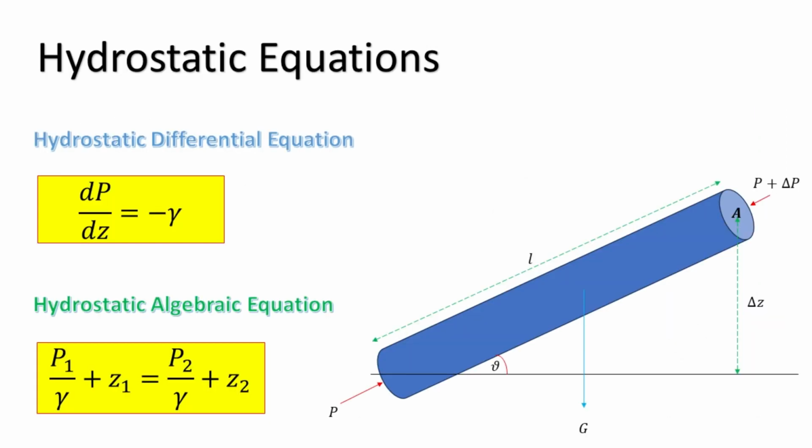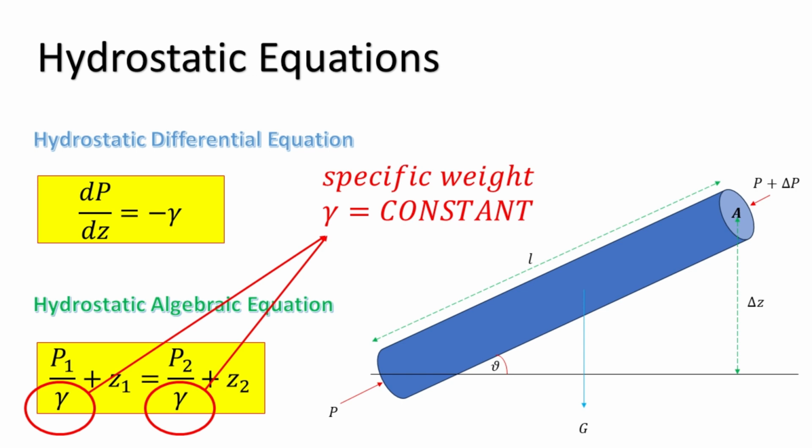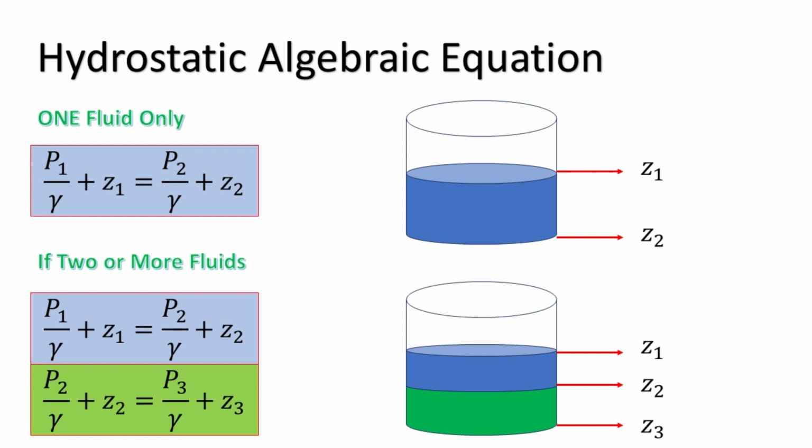In our previous video, we discussed the use of hydrostatic equations for calculating the hydrostatic pressure at any given elevation in a fluid. When using hydrostatic equations, particularly the algebraic equation, it is critical to note that the specific weight of the fluid must remain constant. In other words, the algebraic equation is only applicable within one single fluid phase. When two or more fluids are involved, we have to write multiple hydrostatic algebraic equations in order to calculate the pressure change across these different phases. Each hydrostatic algebraic equation is for one fluid phase only.